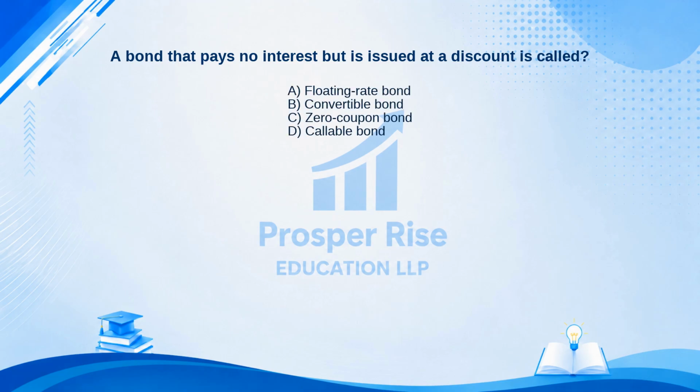Here are your options. A. Floating rate bond. B. Convertible bond. C. Zero coupon bond. Or D. Callable bond. Take a moment to pause the video and decide.